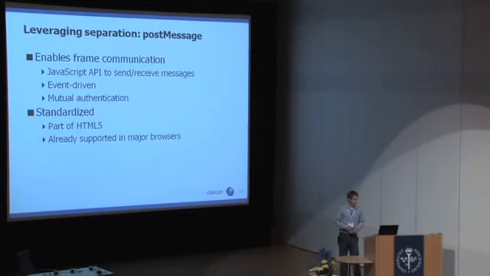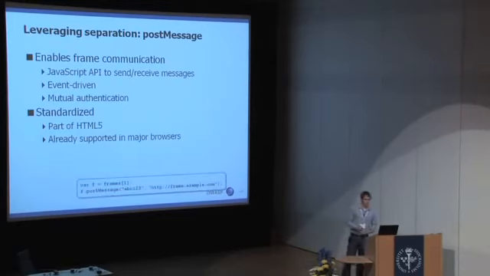A quick technical overview of how it works. Sending a message is fairly easy. You have a frame, and you send it a message using the postMessage function. You include the message, and you also include the origin, the destination of the message, so your browser will ensure that the frame that receives the message is indeed the intended receiver.